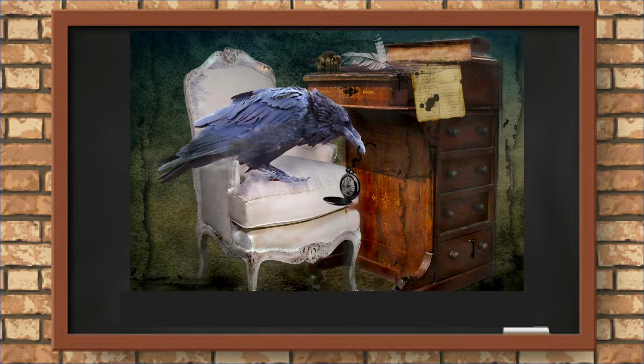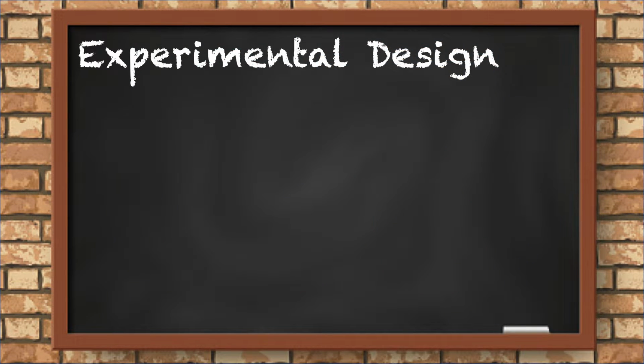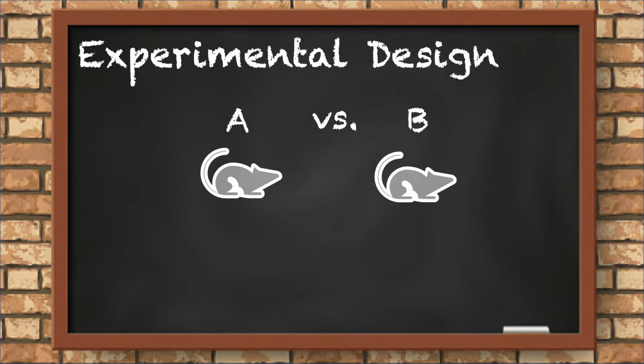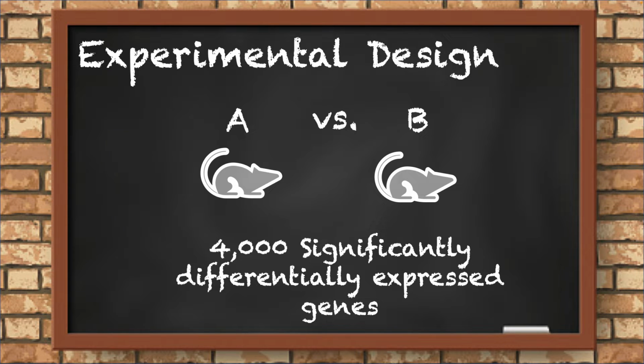So how do you design experiments that attribute biological meaning to a list of thousands of genes? And the answer is good experimental design. So let's imagine the simplest of genomic scale experiments, comparing treatment A to treatment B. Let's assume that you performed all the relevant positive and negative controls and that your experiment identifies about 4,000 significantly differentially expressed genes. Is that any good?